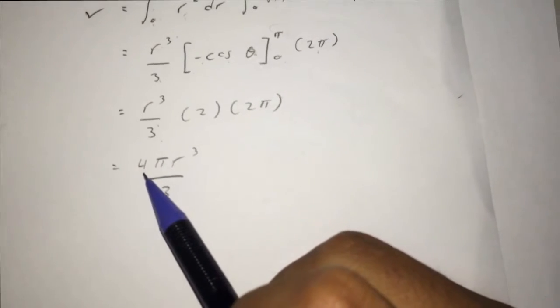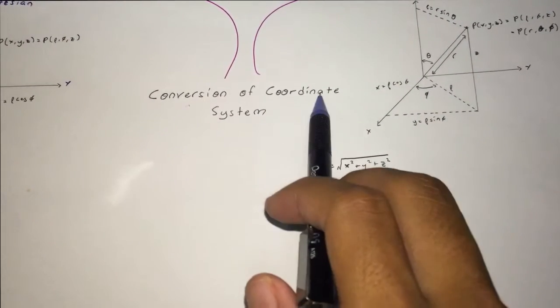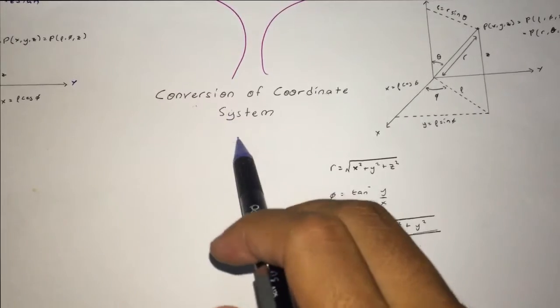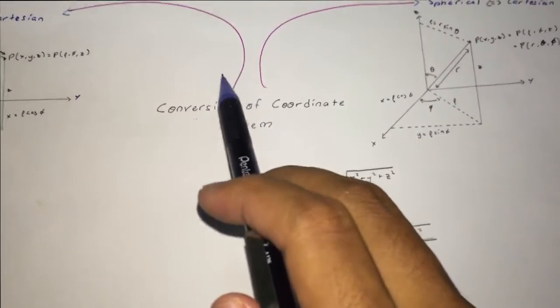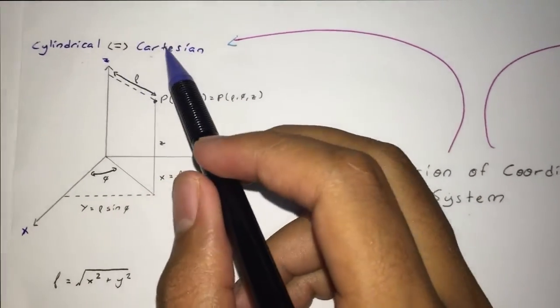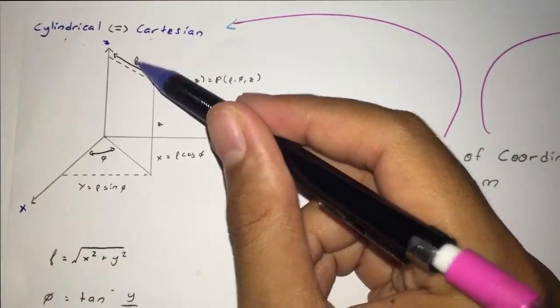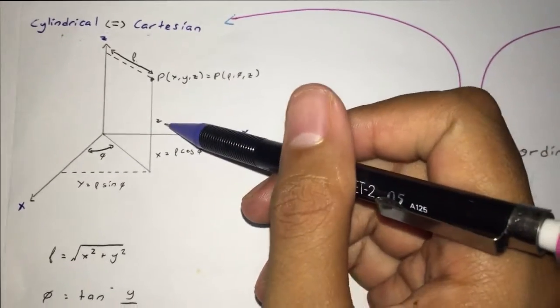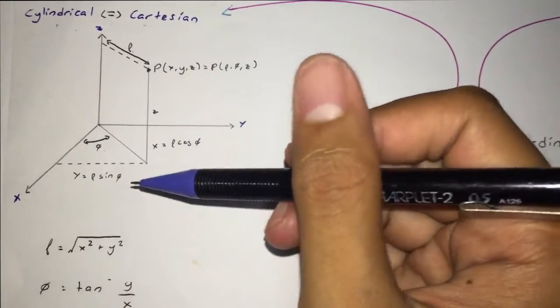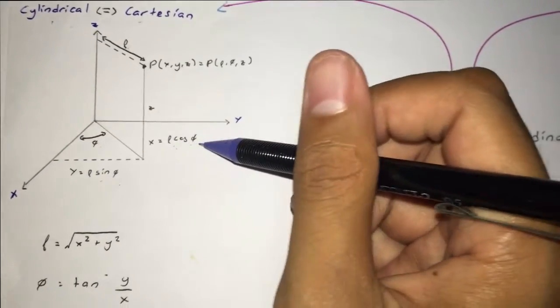For the last, we must know in this topic, which is conversion of coordinate system. In this topic we have 2 points. The number 1, that's cylindrical to Cartesian or Cartesian to cylindrical. This is rho, this is phi, this is z. So for y, rho sin phi, for x, rho cos phi.